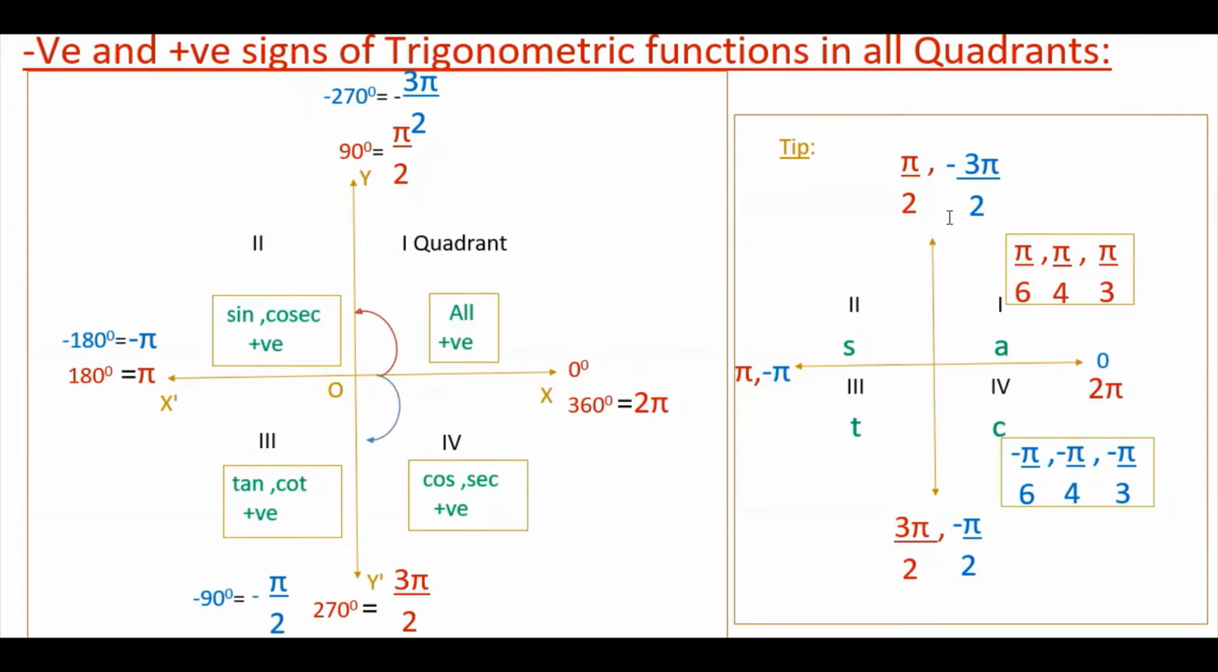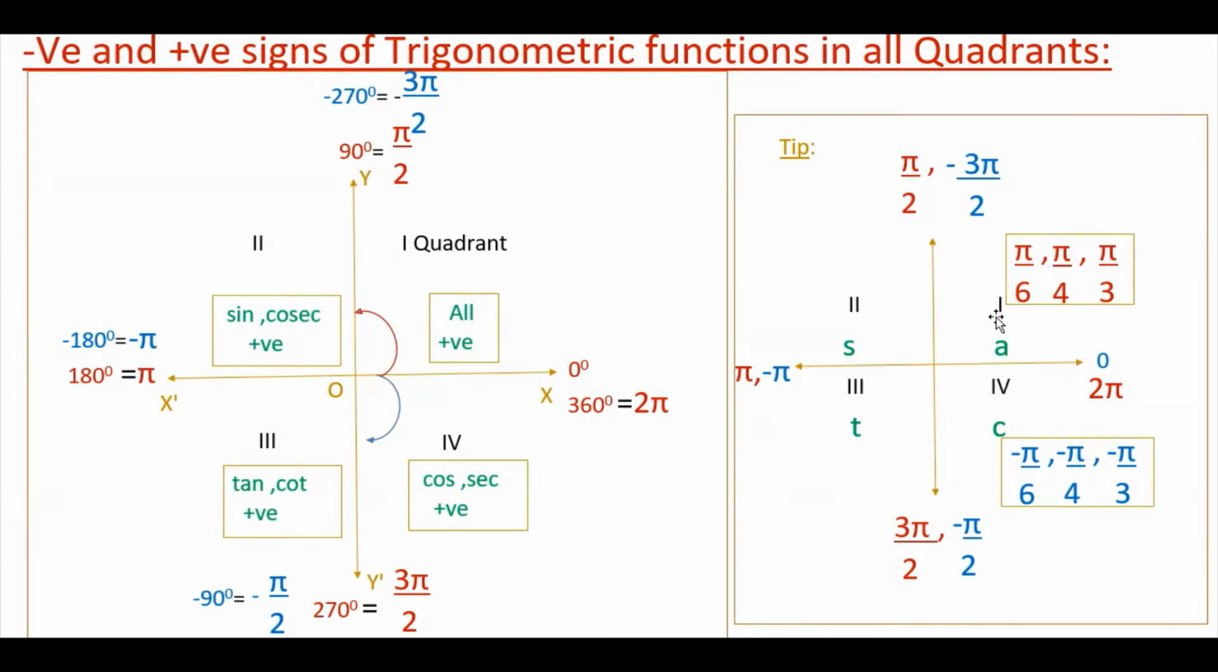And here 0 and pi by 2 are positive, then pi, 3 pi by 2, 2 pi. In this direction, minus pi by 2, minus pi, minus 3 pi by 2. And here pi by 6, pi by 4, pi by 3. These are radians; if you convert them in terms of degrees, then pi by 6 is 30 degrees, pi by 4 is 45 degrees, and pi by 3 is 60 degrees. So 30, 45, 60 degrees.